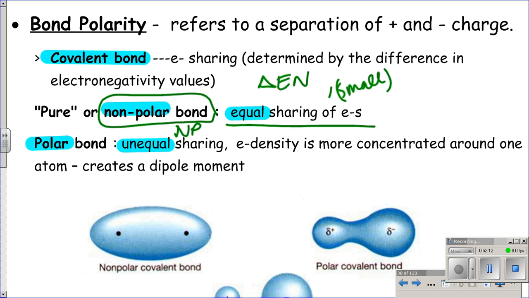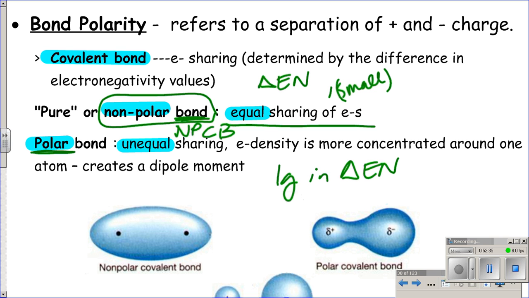I could say nonpolar covalent bond to get really specific, because it's a covalent bond still. But I'm not saying nonpolar atom or molecule, I'm saying nonpolar bond. You have to say the covalent part of that. And if you have a large difference in electronegativity, then it's going to be considered a polar bond because you have opposite ends of the bond.